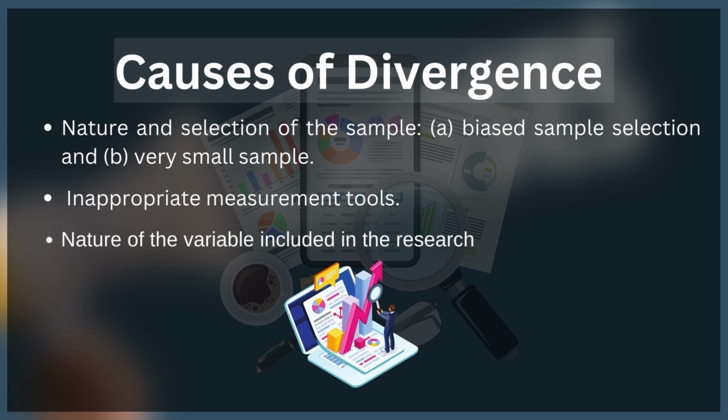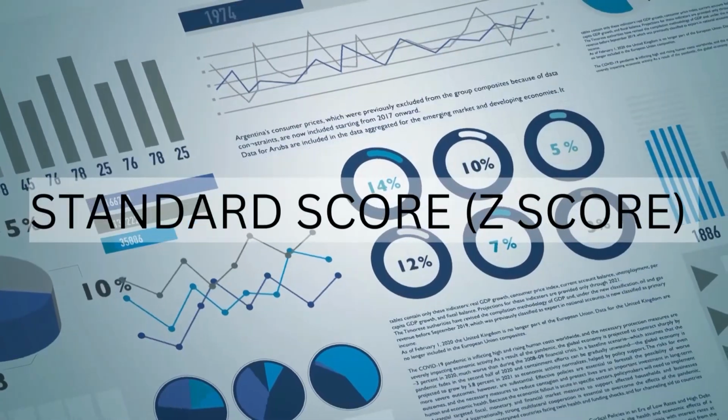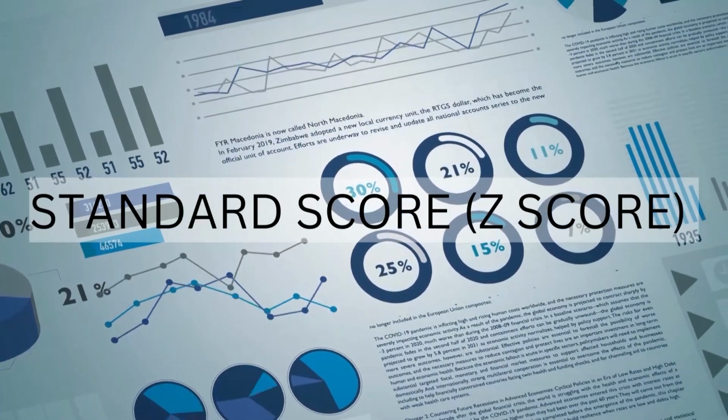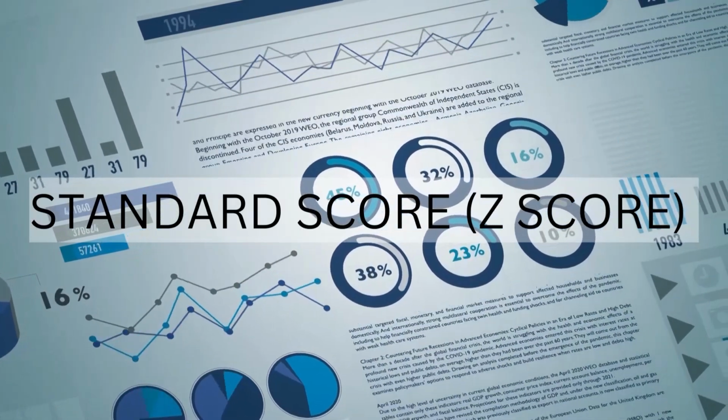Now, since we have discussed the functions and the significance of the normal distribution curve, we also talked about divergence from normality, the two types of divergence from normality, one was skewness, the other was kurtosis. We also talked about the causes of divergence. We now move to the concept of standard score. Standard score is also known as Z-score. Now, what exactly is a standard score or a Z-score?